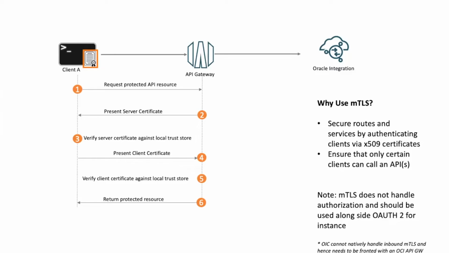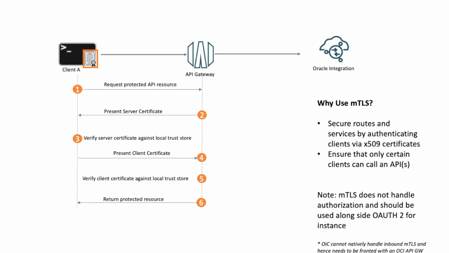All of that is done without telling us, but now we want to add one more protection layer: do we know this client A? Are we allowing this client A to hit the API gateway endpoint? That kind of protection was added by step 4 to 6.